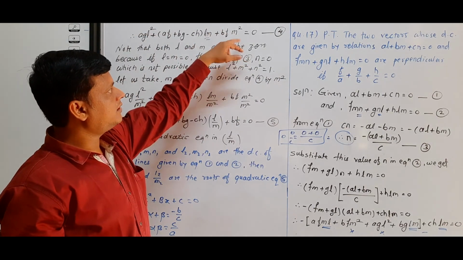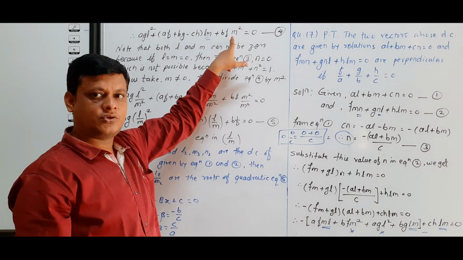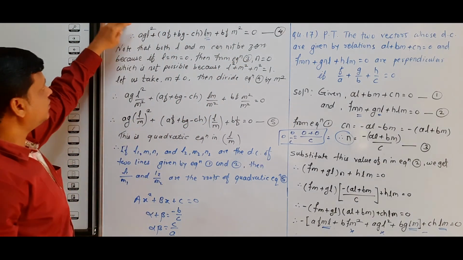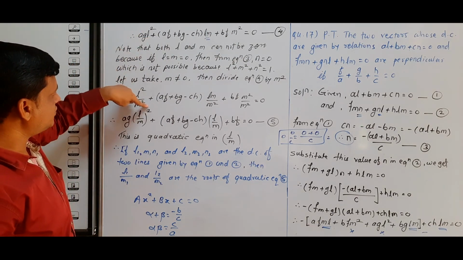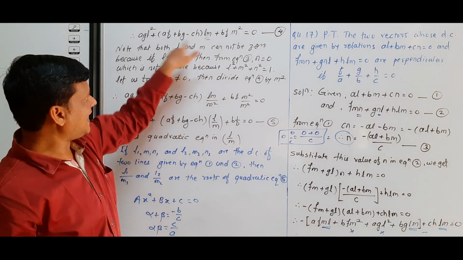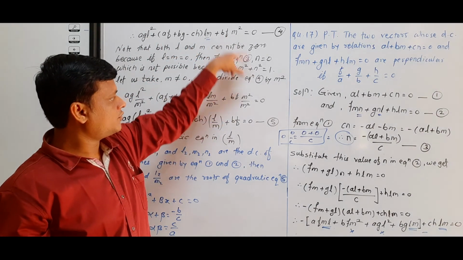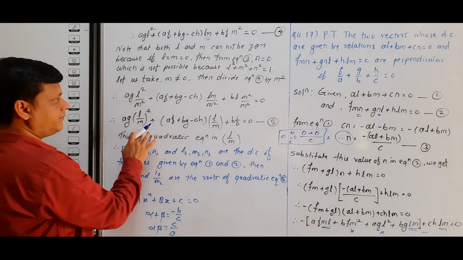So we discuss whether we can write M equals 0, N equals 0, or L equals 0 or not. So we divide each term by M square. So we write Ag into L square by M square, then Lm by M square as it is, plus Bf into M square by M square.